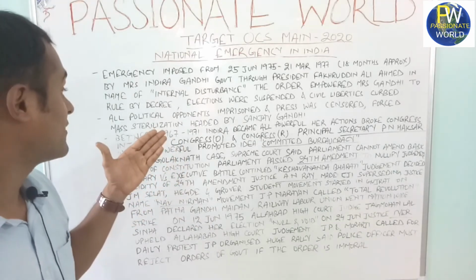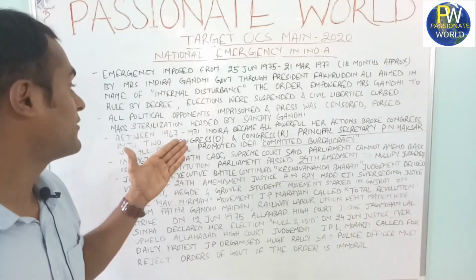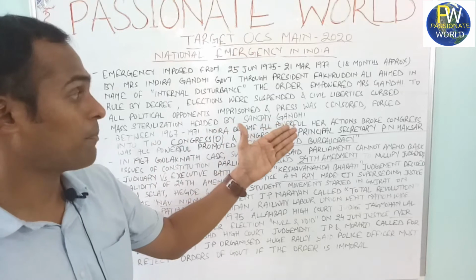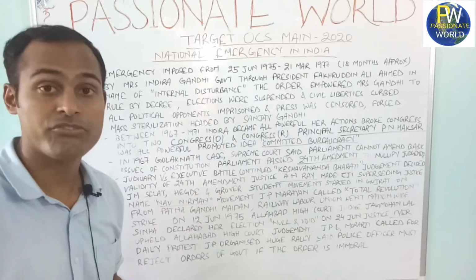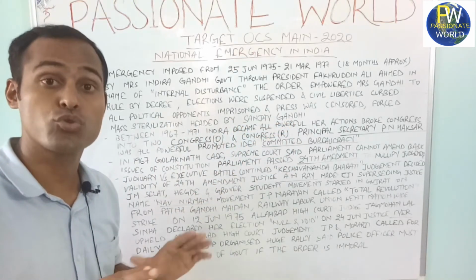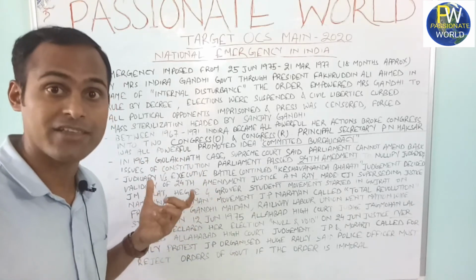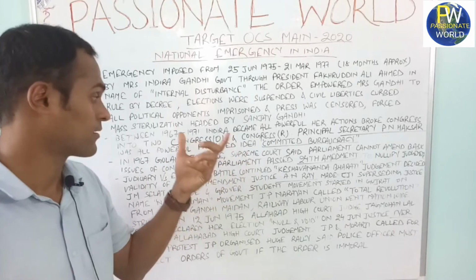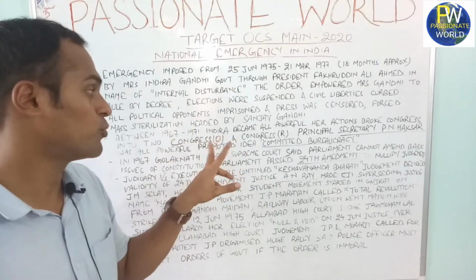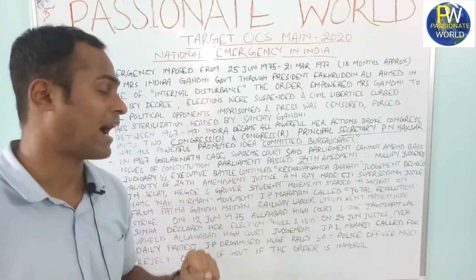Then between 1967 to 71, Indira became all powerful. Her actions broke the Congress into two parts. That is, Congress O as well as Congress R. It was divided into two parts, Congress O and Congress R.